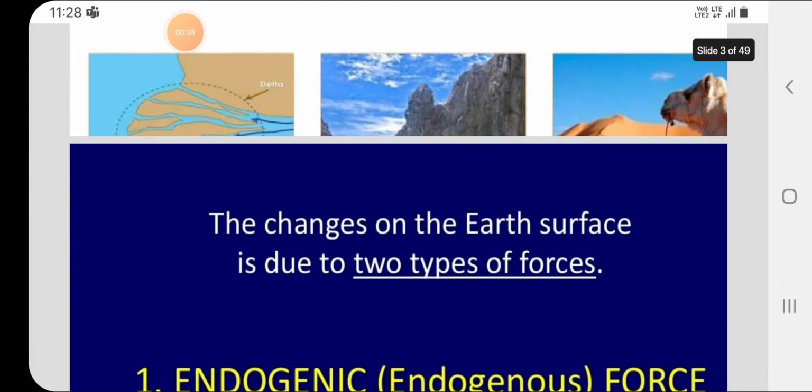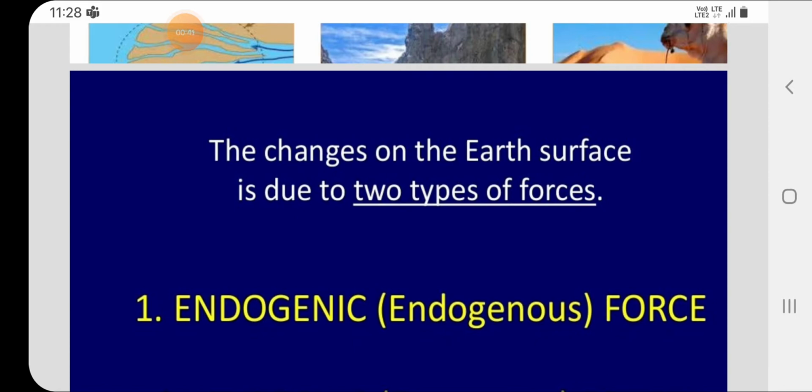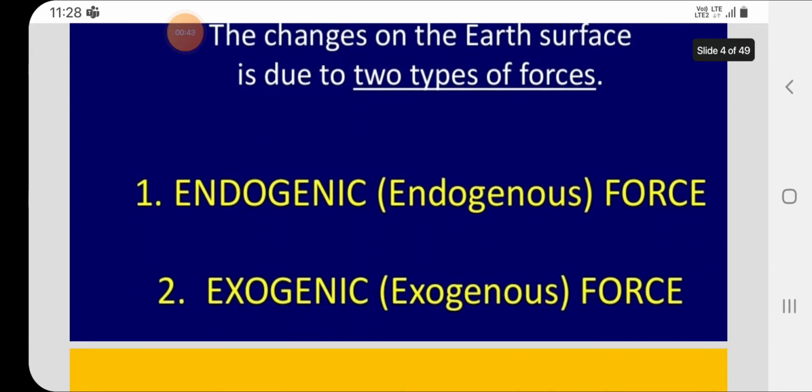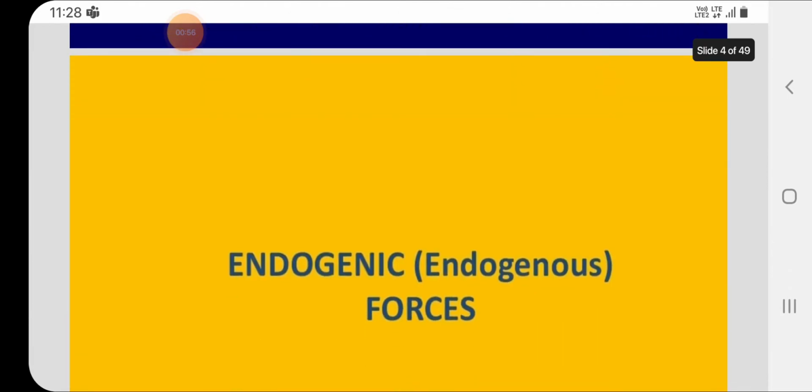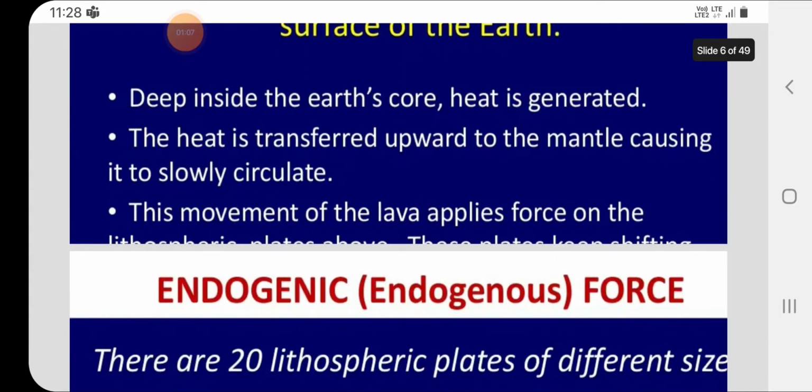Two types of forces we already studied. The changes on the earth's surface are due to two types of forces. Which are they? Endogenic force and exogenic force. Endogenic force means the forces which act in the interior of the earth. Exogenic force means the forces that work on the surface of the earth.